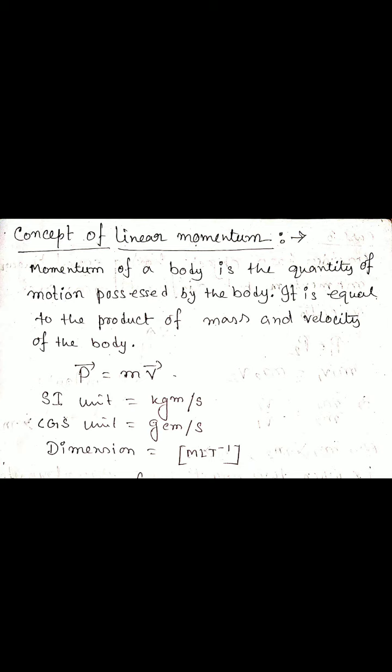And the product of this mass and velocity of a body is called linear momentum. So momentum of a body is the quantity of motion possessed by the body. It is equal to the product of mass and velocity of the body. So it is denoted by P equals m into v. Its SI unit is kg meter per second, CGS unit is gram centimeter per second, and dimension is M L T to the power minus 1.